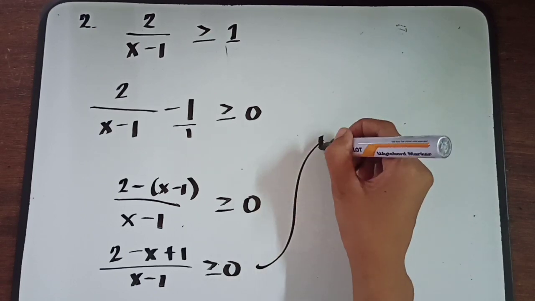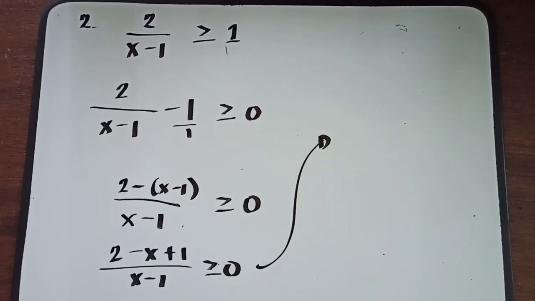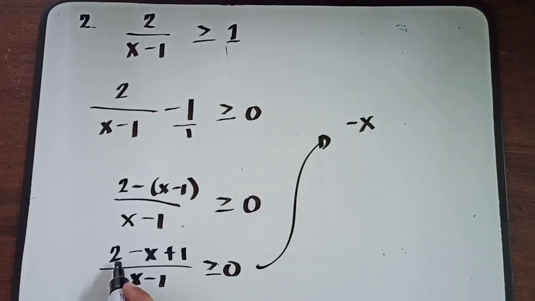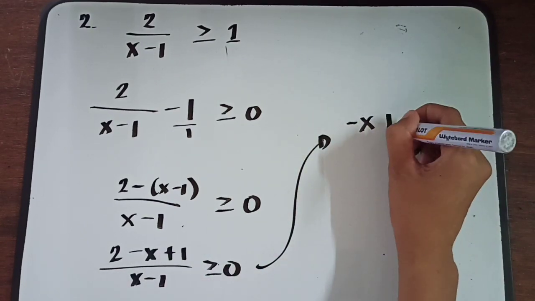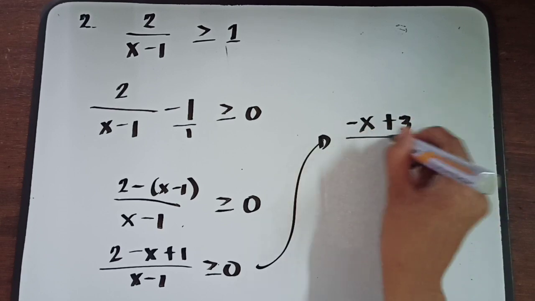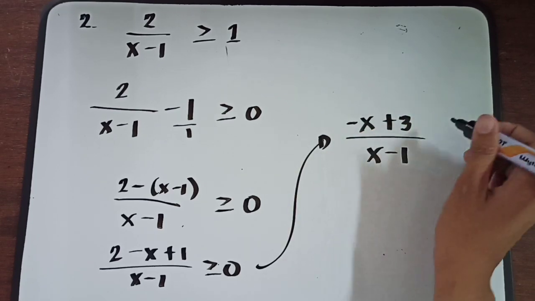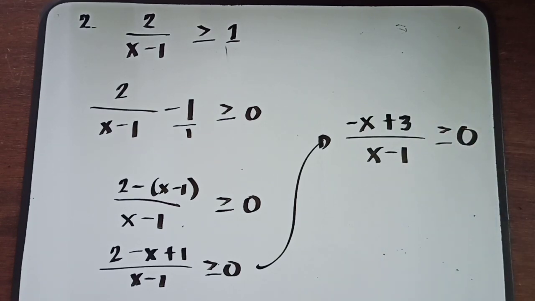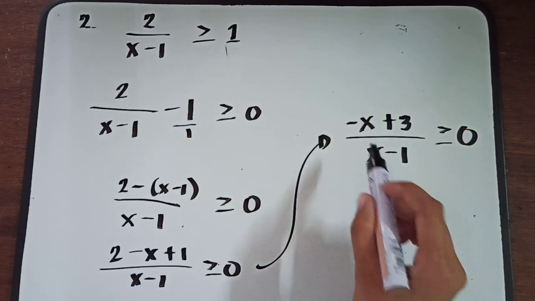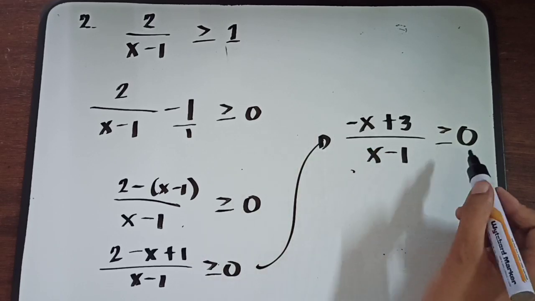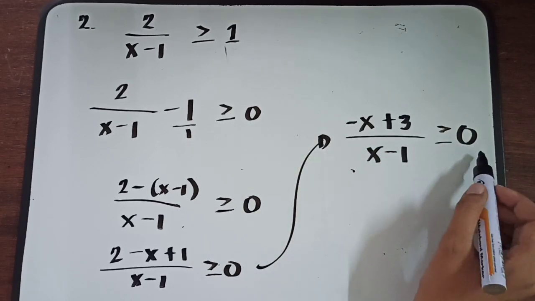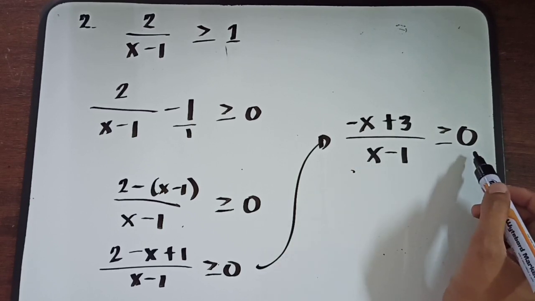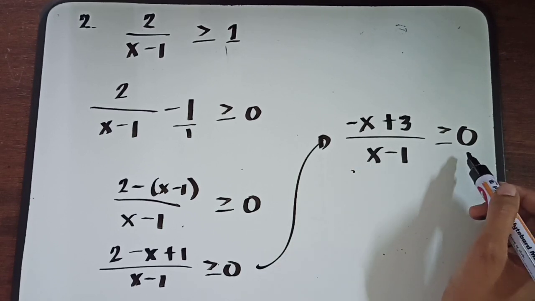Okay, so next is combining like terms. So that is negative x, and 2 plus 1 is positive 3 over x minus 1, which is greater than or equal to 0. So it is already in the form of p of x over q of x greater than or equal to 0. So single fraction and 0 lang yung nasa right hand side.